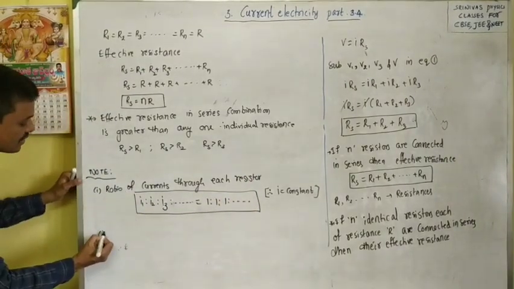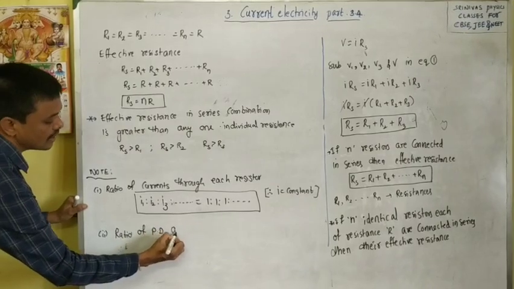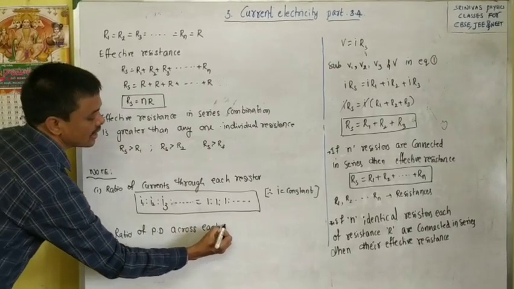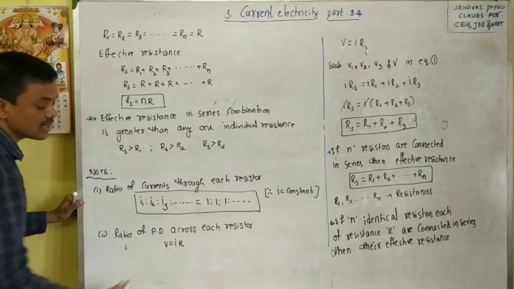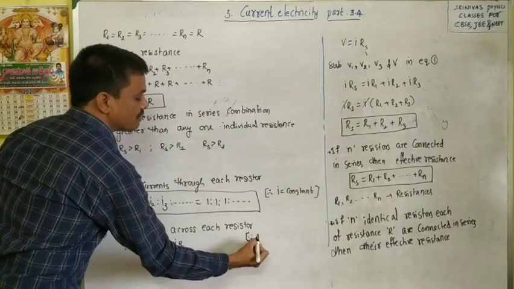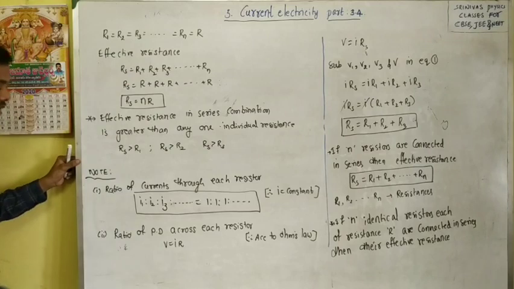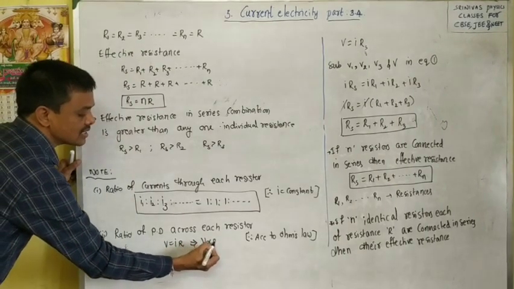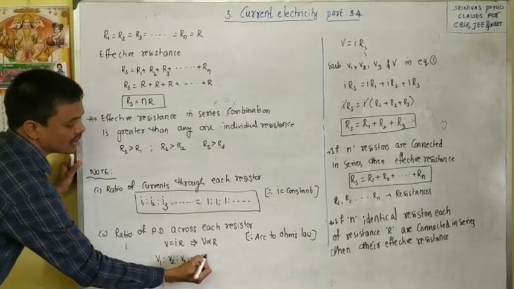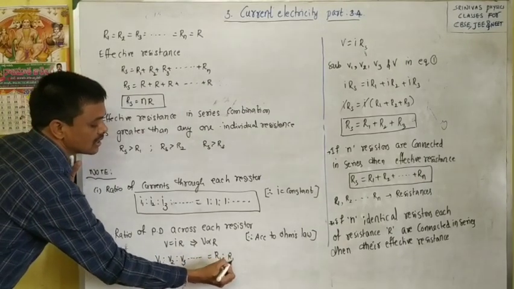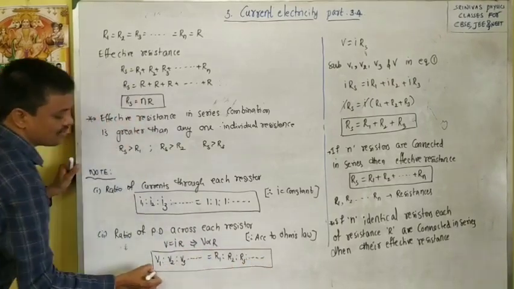And the ratio of potential difference across each resistor. What is the ratio of potential difference across each resistor? We know V is equal to IR according to Ohm's law. In this, the same current flows, that means potential difference is proportional to resistance. Here we write the ratio of potential differences: V1 is to V2 is to V3 and so on is equal to R1 is to R2 is to R3 and so on. This is the ratio of potential differences.